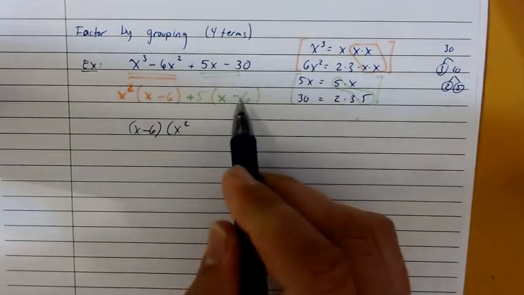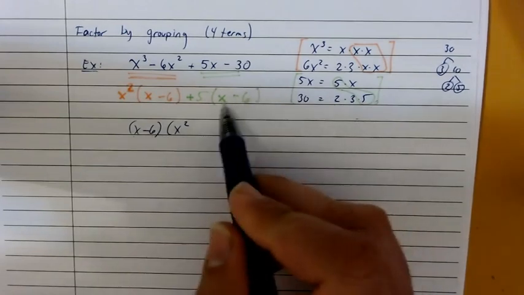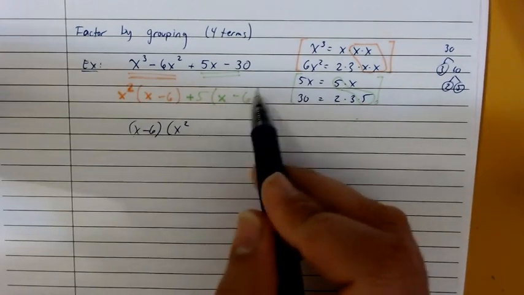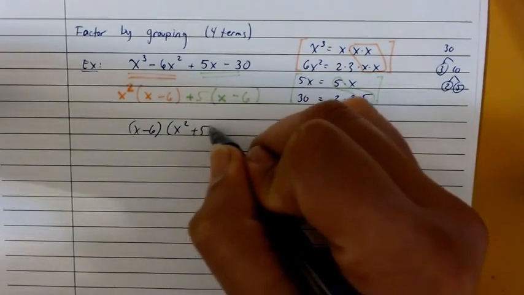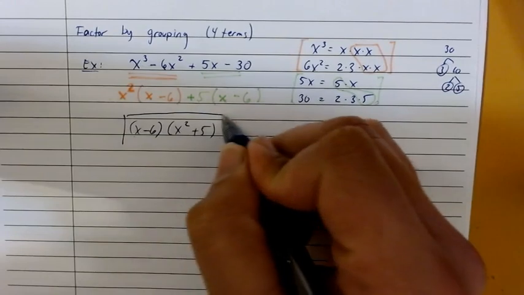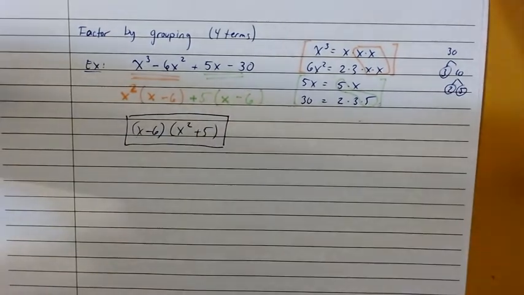Same thing with this. If I divide out the common factor, divide out the x minus 6, that part goes away, and all I'm left with is my plus 5. That's my factorization. You can check that.